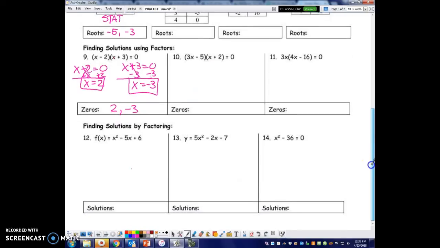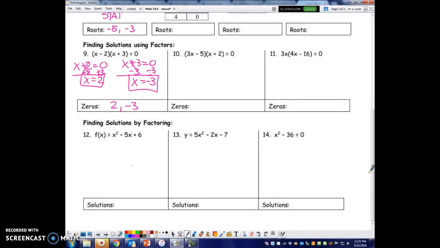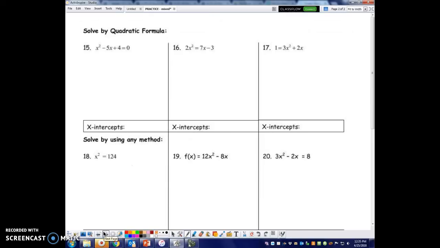Okay, number 12. Same thing. You can type this in to y equals and find out where it crosses the x-axis. Okay, flip your paper over. Number 15. Again, you do the same thing. It must be equal to 0 though. If it's not, you need to move something over. Like right here, you'll need to move that one over. So it has 0 equals -2x squared plus 7x minus 3. Okay.